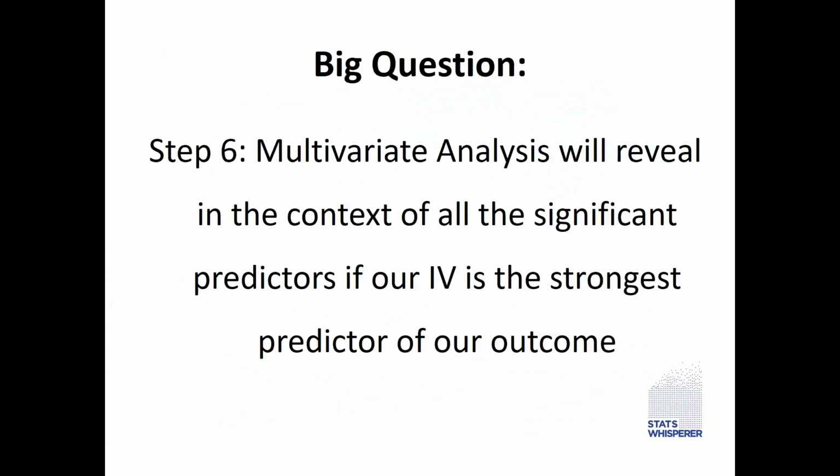Right? So, which will be in step 6. The multivariate analysis, the BLR, will tell us in the full context of the model which is the strongest predictor of the outcome. And of course, if it's an intervention, we would hope that would be the strongest predictor.